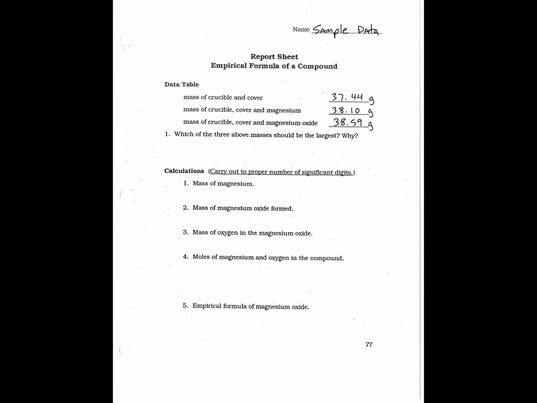And then, of course, I gave you some data. So you have some numbers there, and that's all you need. And then there's the critical thinking page. So in this lab, you guys are going to solve for the empirical formula of a magnesium compound.